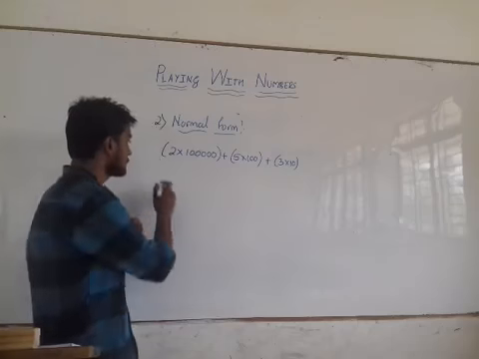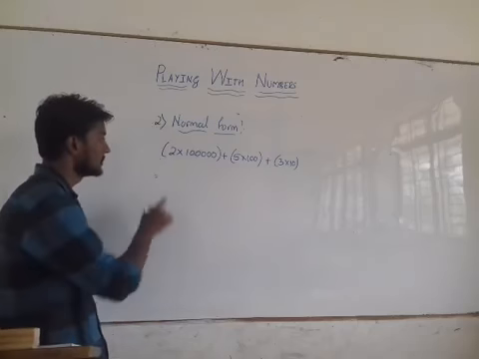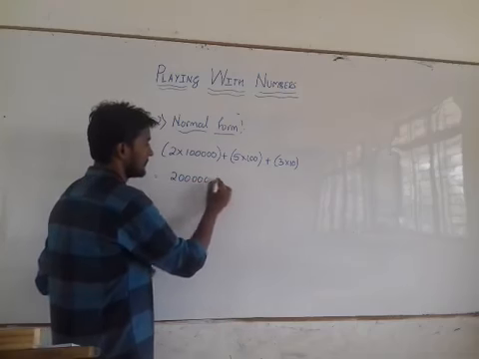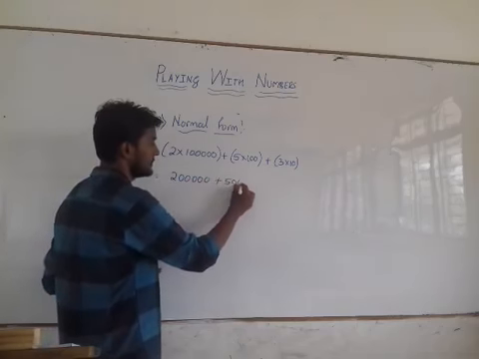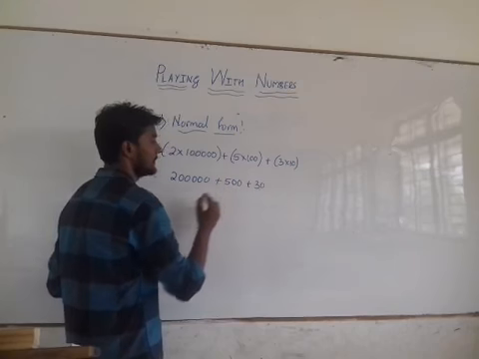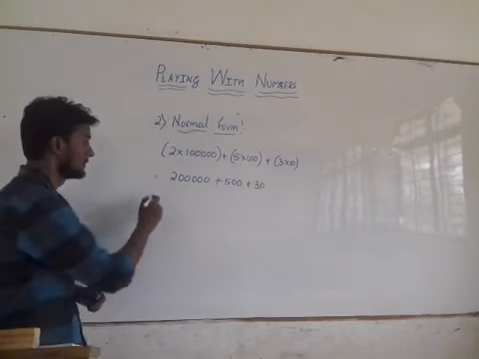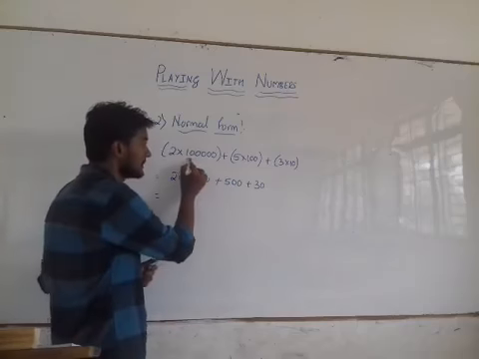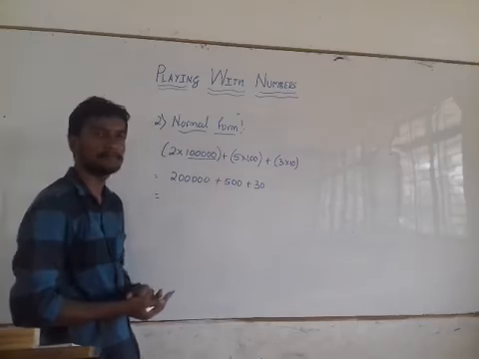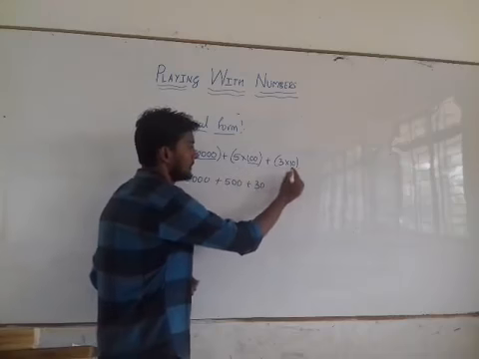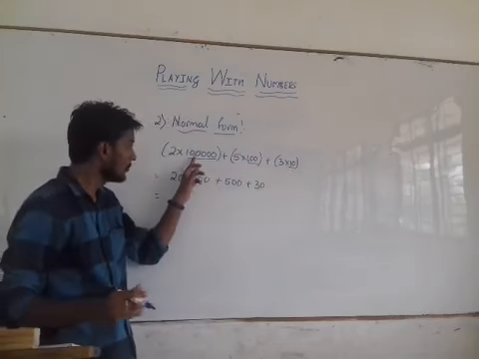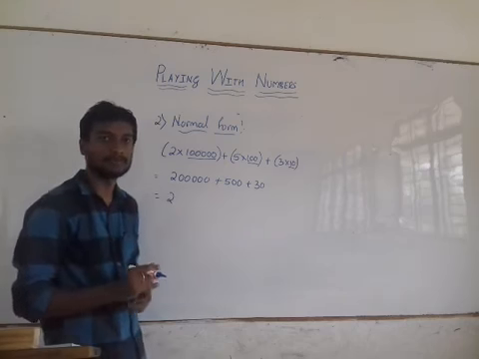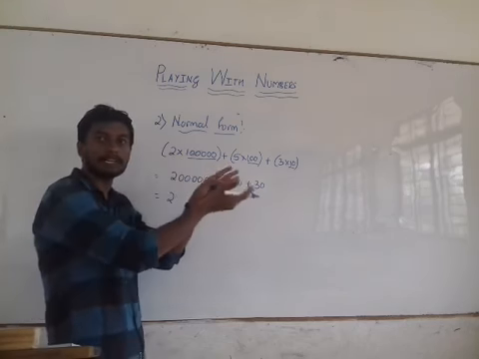So see here, observe the place values. 2 into 1 lakh, it is 2 lakh. Plus 5 into 100, it is 500. Plus 3 into 10, it is 30. I have told you, observe the place values. See here, 10,000, sorry, 1 lakh. Here it is 100, here it is 10. 1 lakh place is what? 2. So place value is 2.